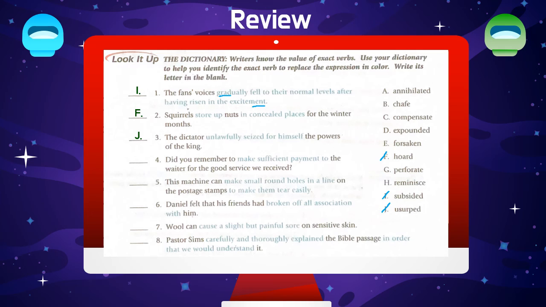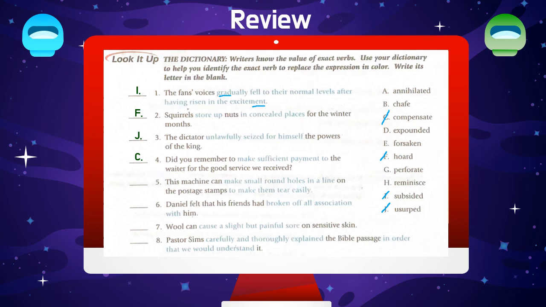Number 4, did you remember to make sufficient payment to the waiter for the good service we received? So when you pay your waiter because they treated you well and gave you good service, what do we call that? Is that annihilated, chafe, compensate, forsaken, or expounded, perforate, reminisce? Okay, go look it up. Pause your video if you need more time. All right, to make sufficient payment is to C, compensate.